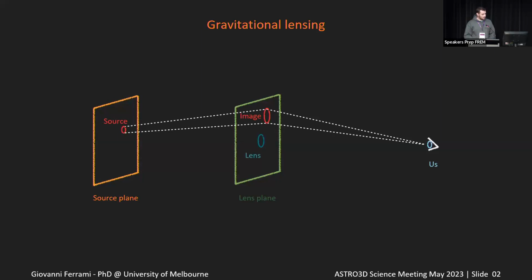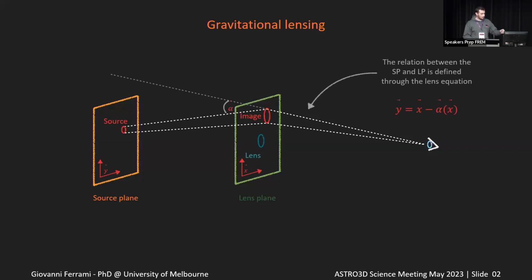A bit of notation: we call source the background object, which lives in the source plane. The lens is in the lens plane, and the image is formed in the image plane. And the source plane and the lens plane are related through the so-called lens equation, which looks simple but is very nonlinear, and it relates the position in the source plane to the lens plane through the deflection angle. And from this very quick sketch, you can already see that there is some sort of magnification between the image and the source. Let's call magnification the ratio between the angular area of the image and the source.